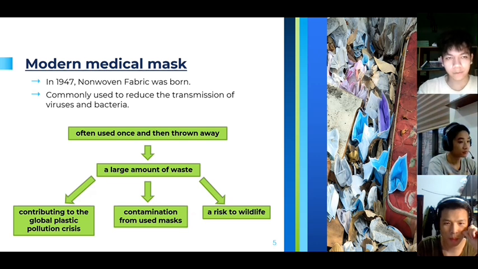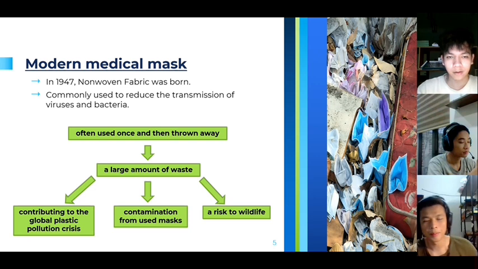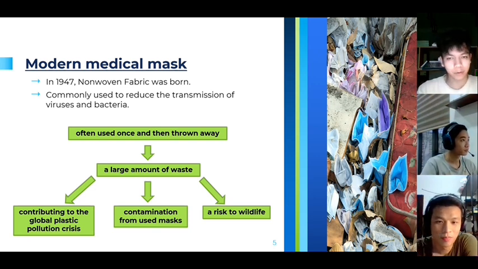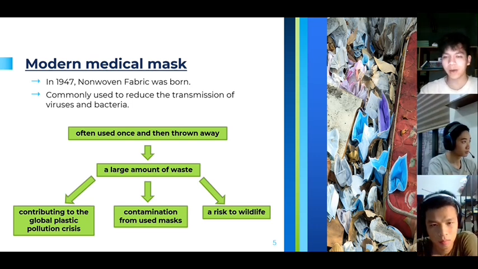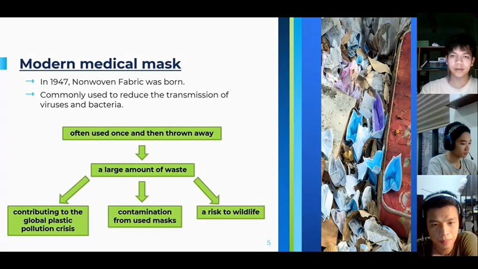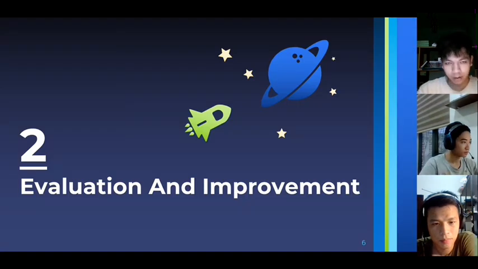The mask is often used once and then thrown away, so a large amount of waste is created. It may contribute to the global plastic pollution situation and contamination from used masks. And moreover, it may pose a risk to wildlife. And next, I will show you about evaluation and improvement.